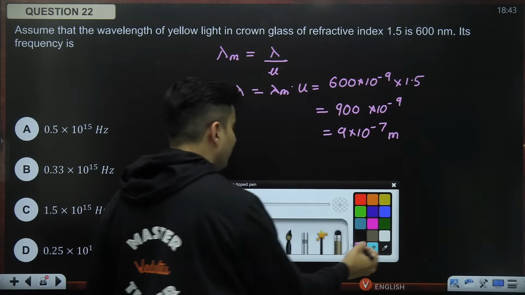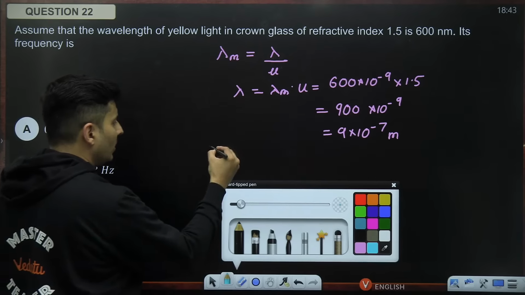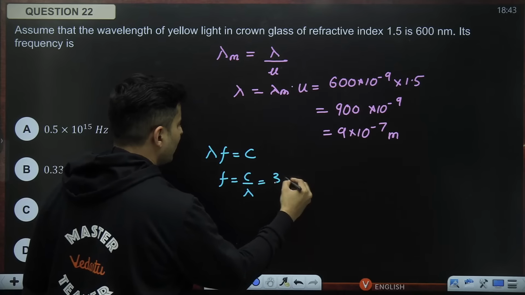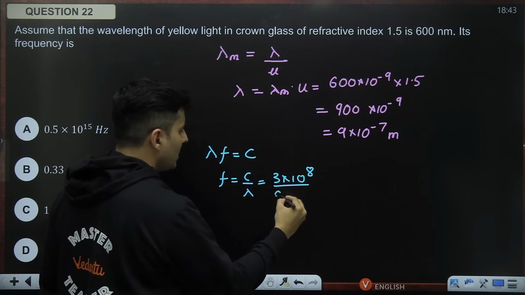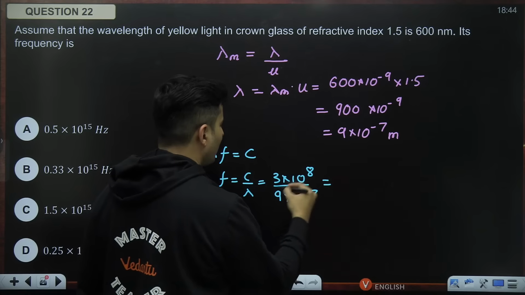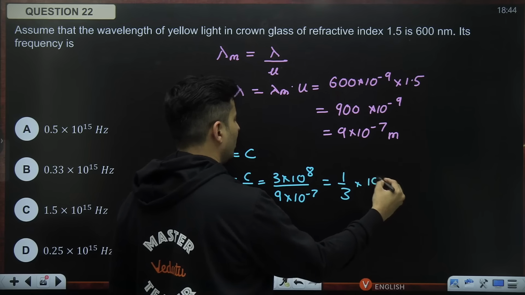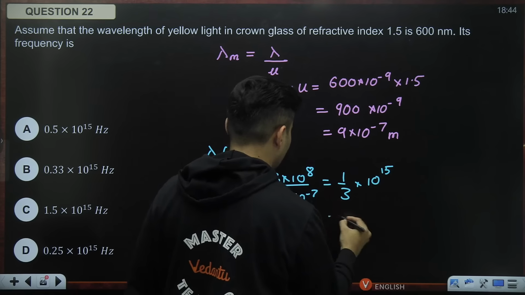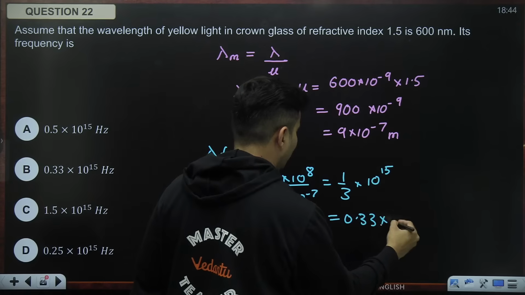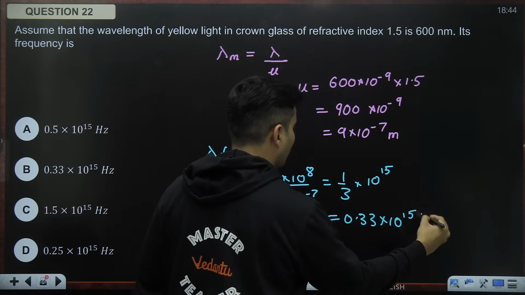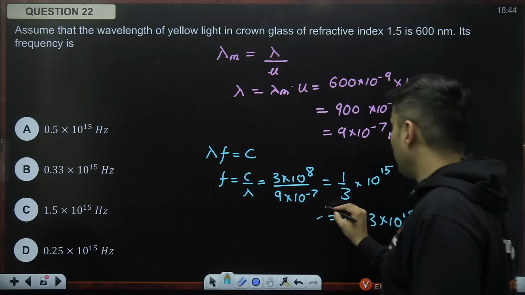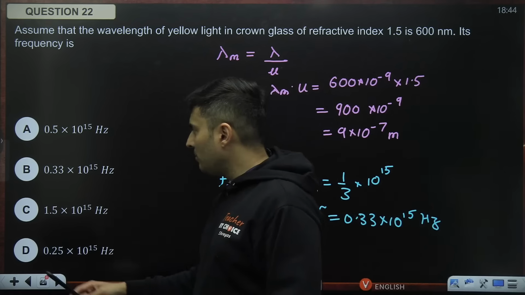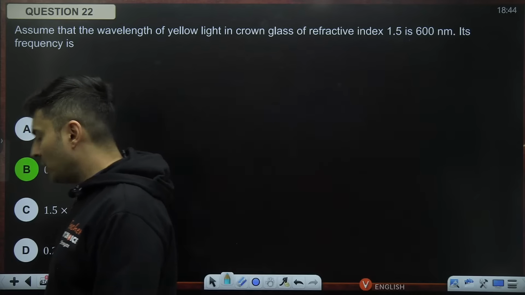From this, we can figure out the frequency, because we know lambda into f is the speed of light. So f is c by lambda. So 3 into 10 to the power 8 divided by 9 into 10 to the power minus 7. 3 by 9 is 1 by 3, and this will go on the top. 7 plus 8 is nothing but 15. So this is nothing but 0.33 multiplied by 10 to the power 15 hertz. That is the answer for your frequency. 0.33 into 10 to the power 15. Option number B. No, it is not D.